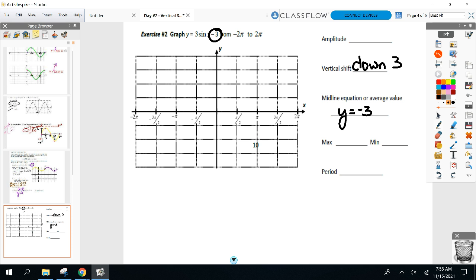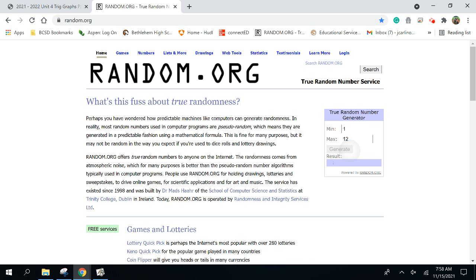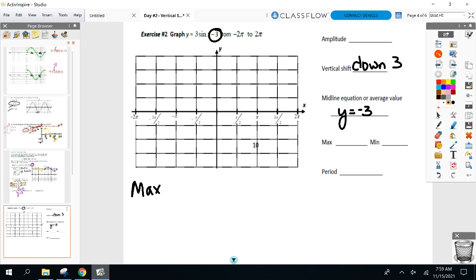All right, you ready to find the min and the max? Help me out. Even if you got to do a little math off to the side, that's fine. Before I shifted it down 3, what was the max? Look at the equation. From Friday, what was your max?